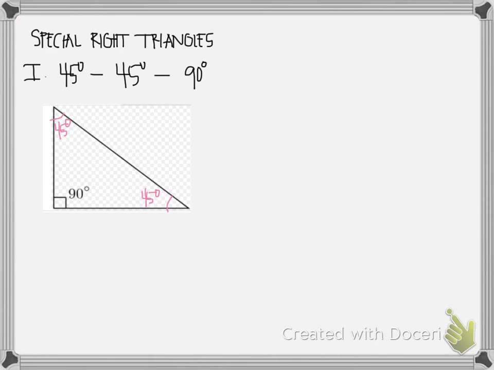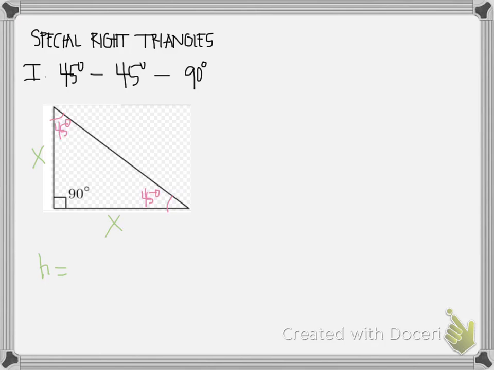So this special right triangle tells us that the sides are going to be congruent. Well, sorry, not the sides, but the legs are going to be congruent. So that means my legs are going to be x. Good. All right. So how could I solve for my hypotenuse over there?